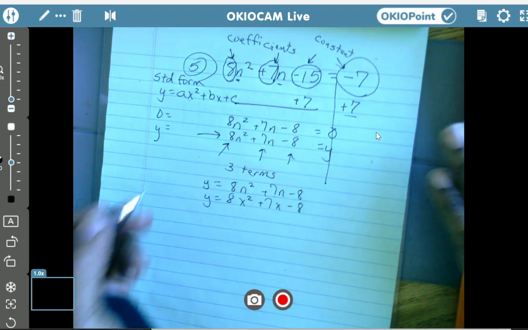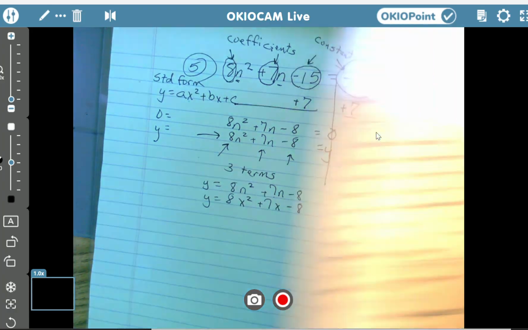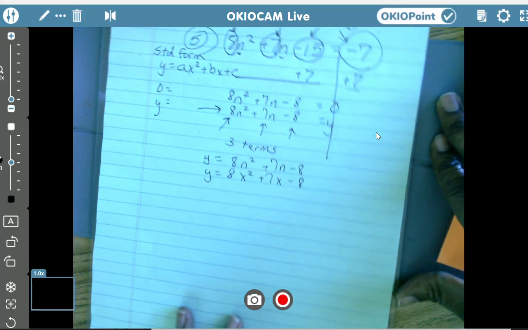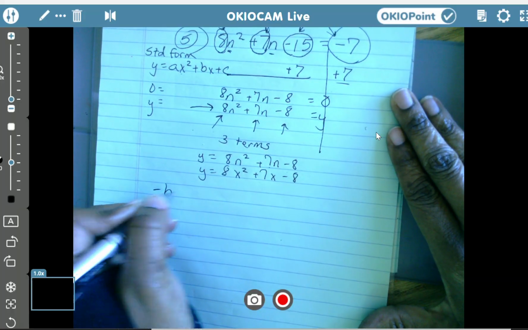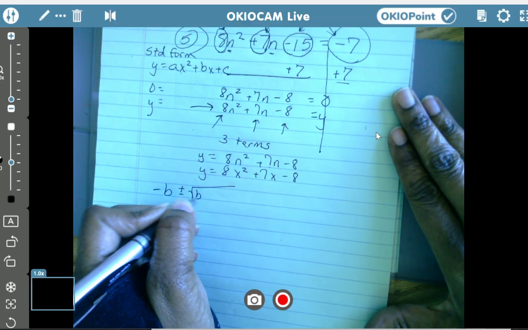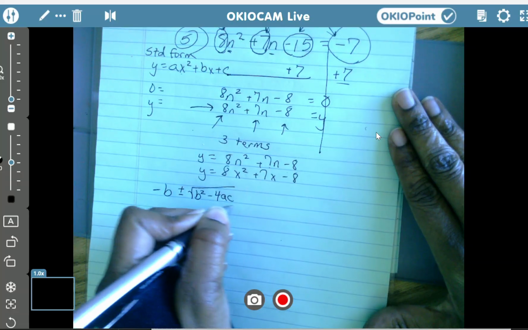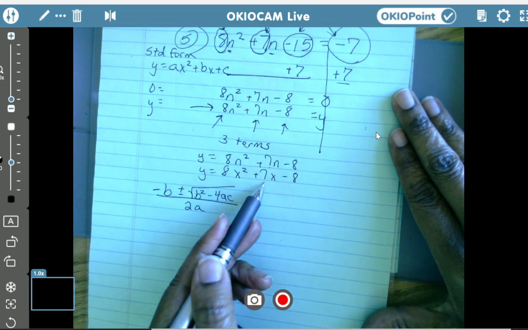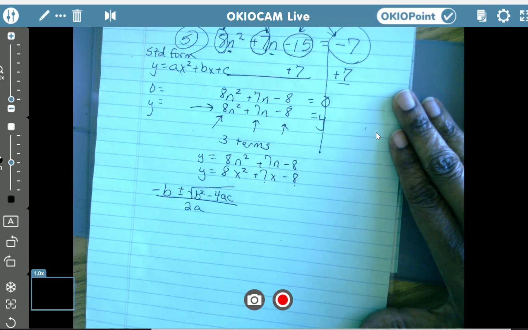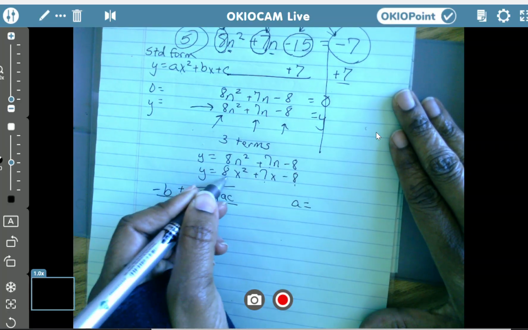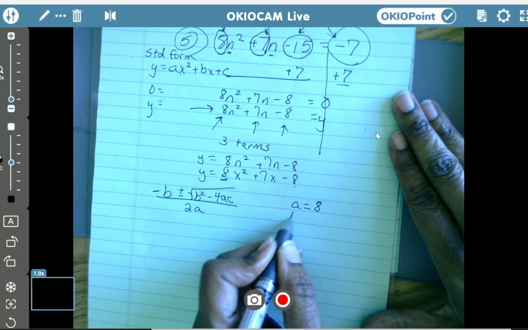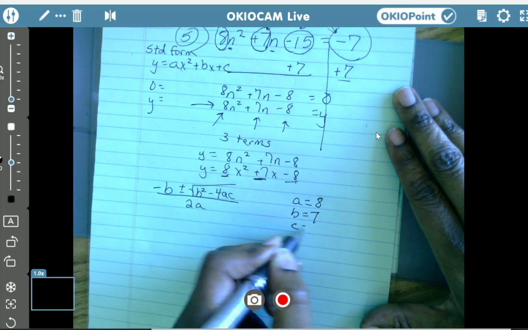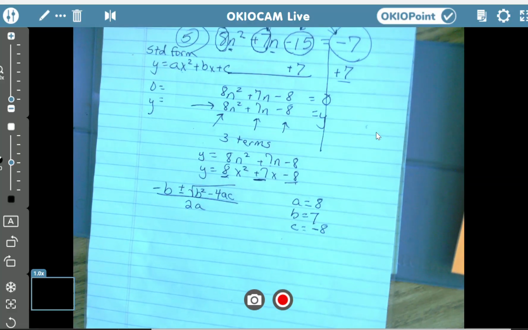Now this one is a focus on the quadratic formula. The quadratic formula is right here. So we're going to write it down and we're going to use the quadratic formula to solve this problem. The opposite of b plus or minus the square root of b squared minus 4ac divided by 2a. Identify a, b, and c. A is 8. B is 7. C is negative 8. Be sure you take the sign with the term.